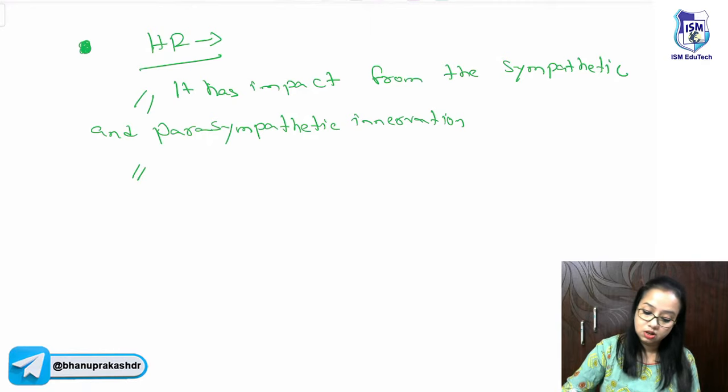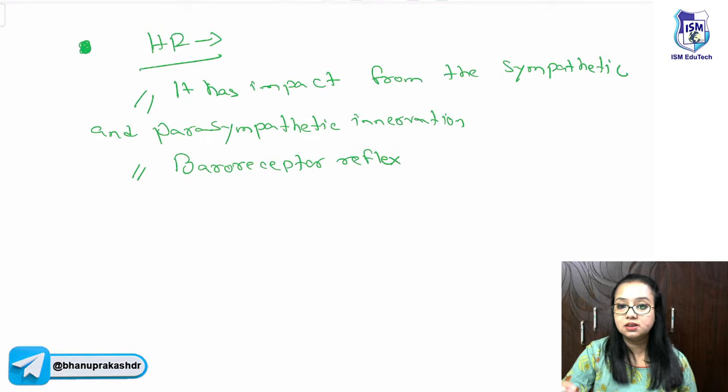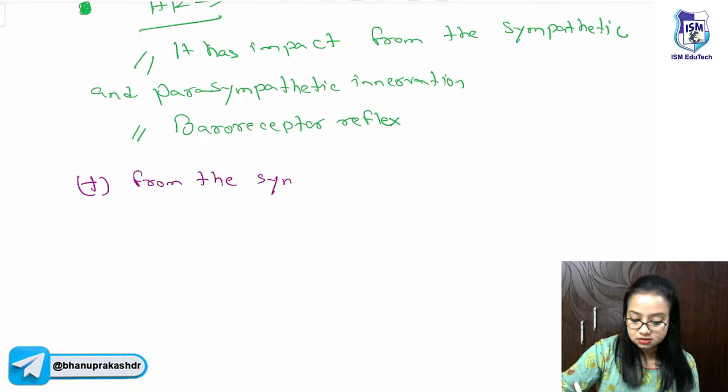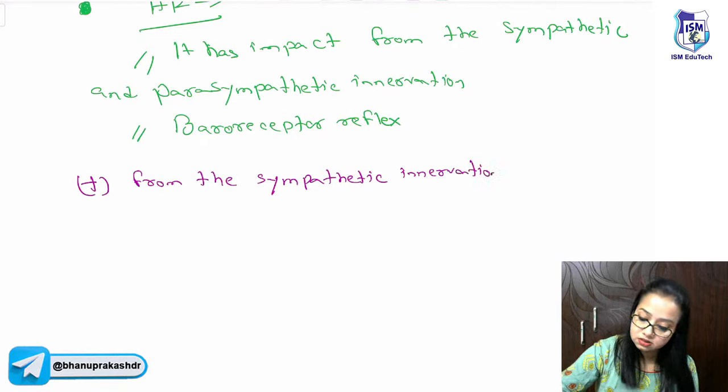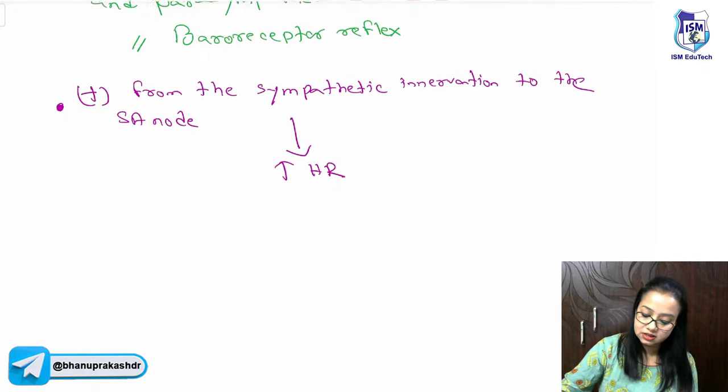There are two reflexes also, which is called the baroreceptor reflex. Now, the baroreceptor reflex also has a very strong impact on the heart rate. Okay, these are the main factors that have impact on the heart rate. Now, how do they have impact on the heart rate? Stimulation from the sympathetic innervation to the SA node, what will it do? It will increase the heart rate.